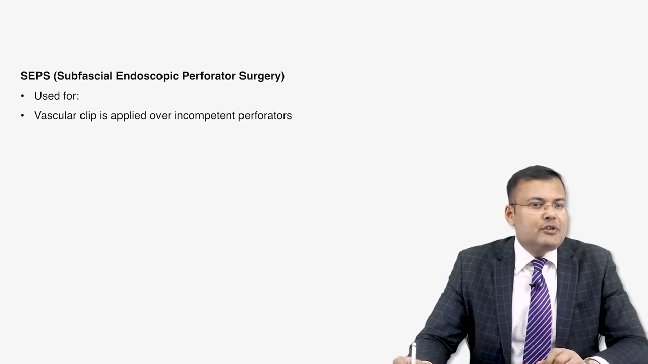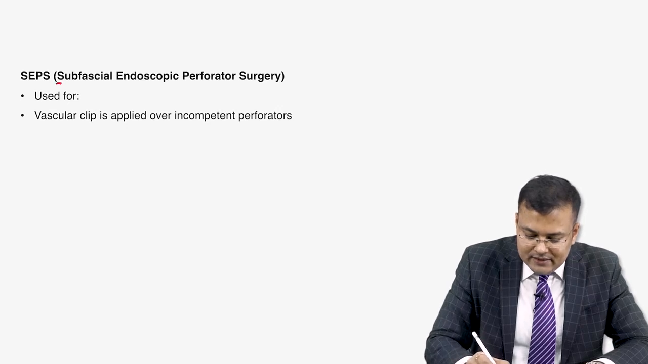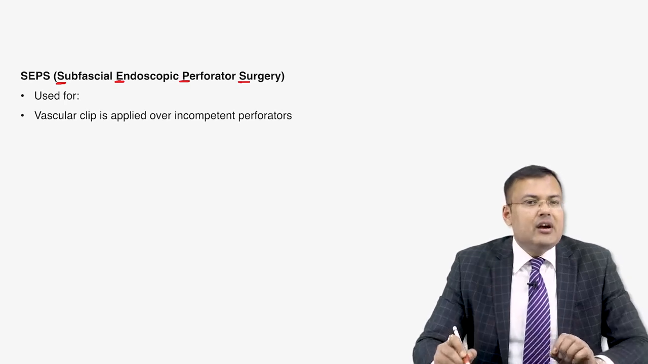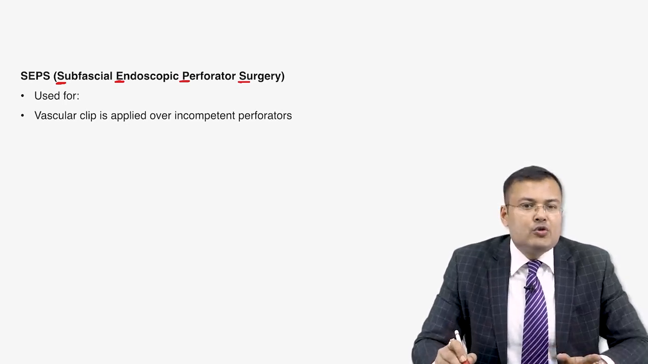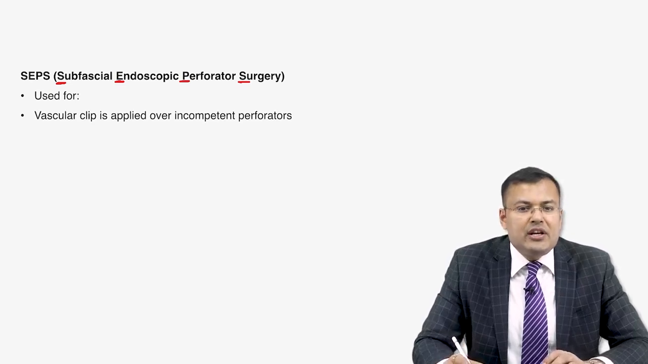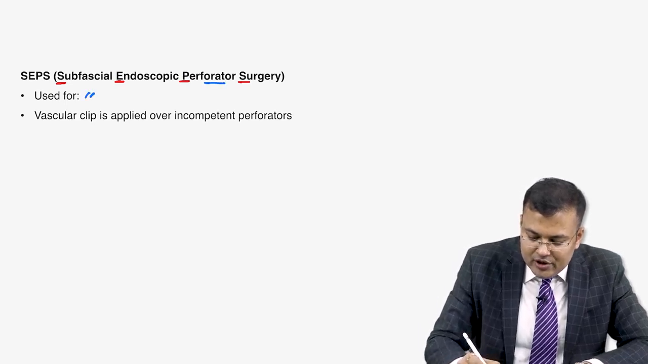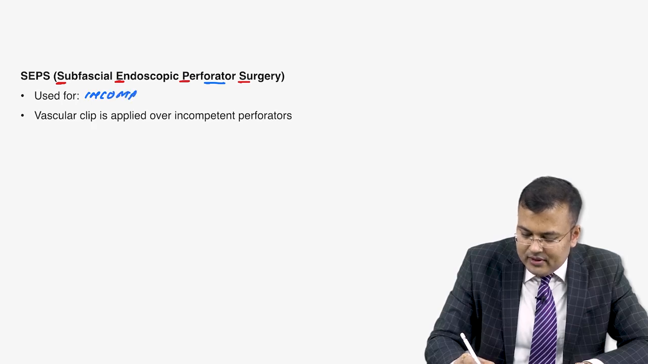There is one treatment option which is asked, and only the short form is asked, not the full form. SIPS, it is subfascial endoscopic perforator surgery. First question, we are going to use an endoscope. Why? This surgery is used for perforators. What kind of perforator? Incompetent perforator. So the surgery is used for incompetent perforators.